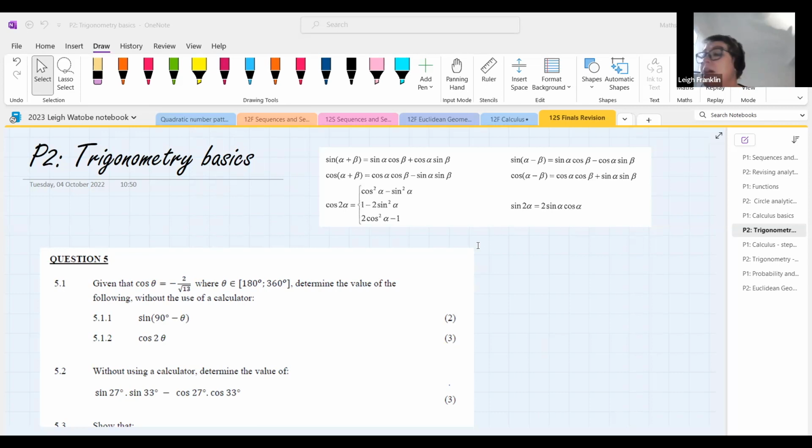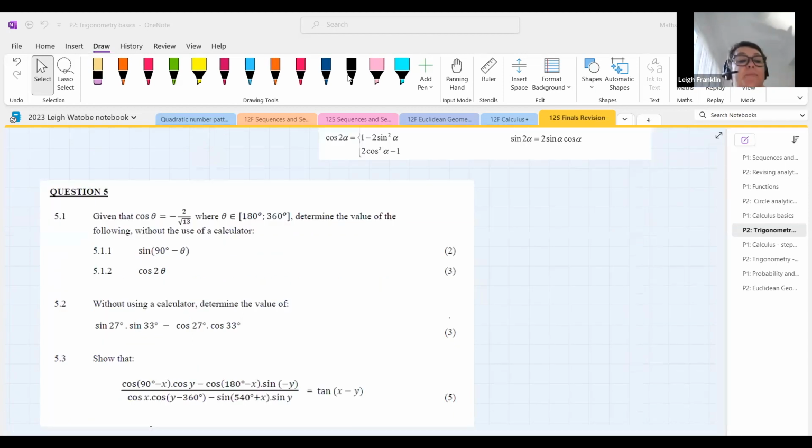I've also got some problem solving questions that I want us to cover tonight. So I hope you guys have got your thinking caps on. All right, we're going to get started with question 5.